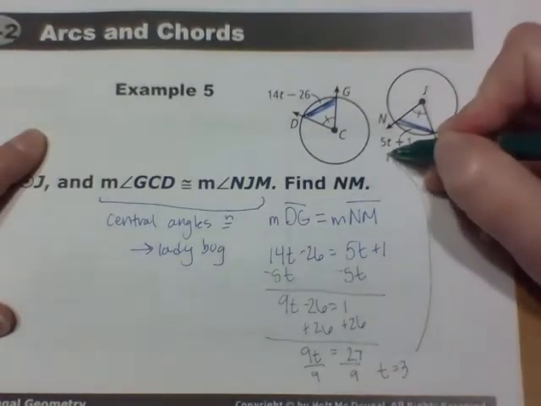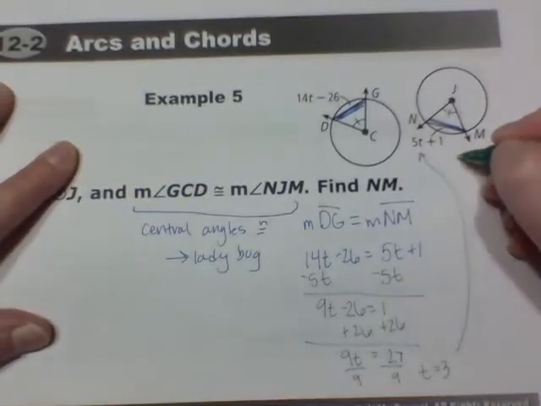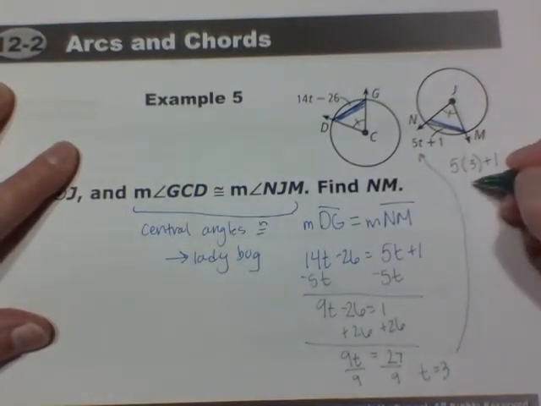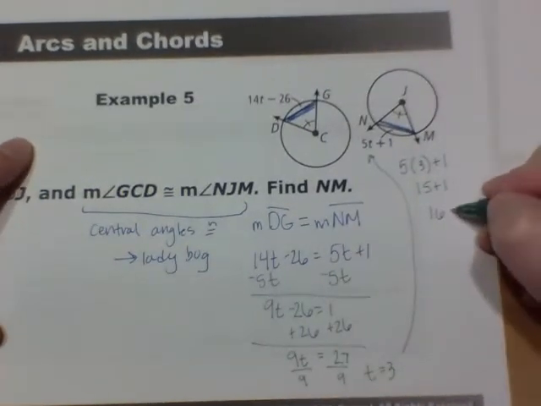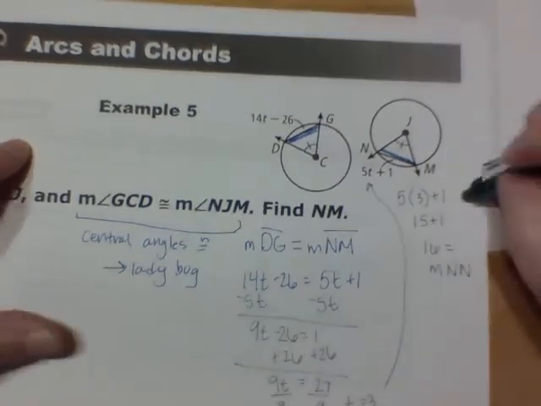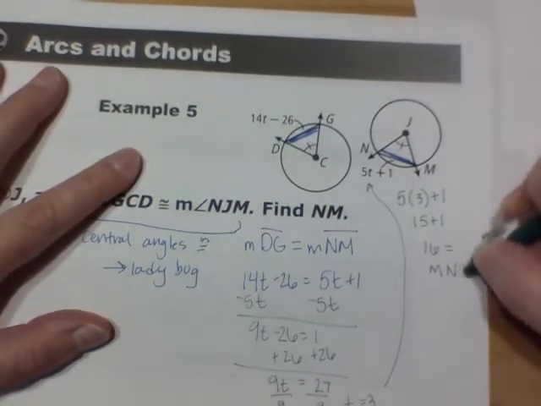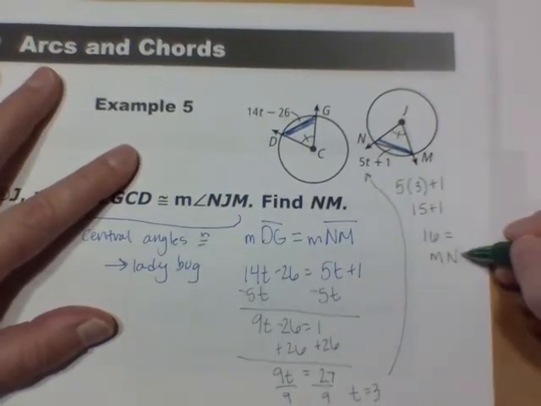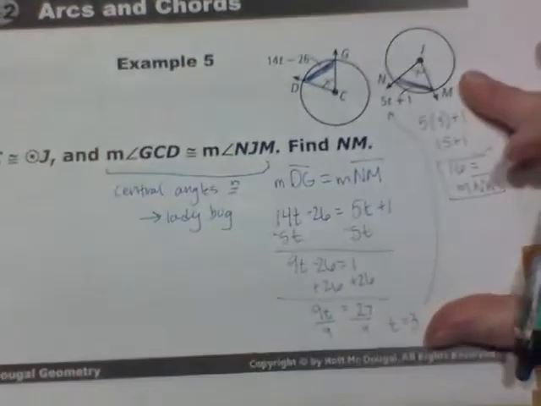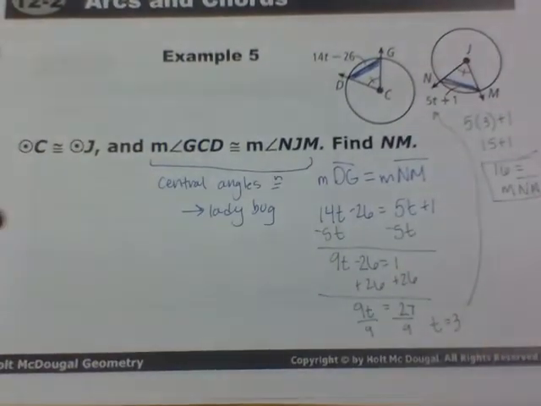Plugging that back into NM, which is what we're trying to find, we're going to get 5 times 3 plus 1 instead of T. So 15 plus 1, so 16. And so again, 16 is the measure of NM. Oops. That's an NM. Is the measure of that segment. Alrighty, so there it is.